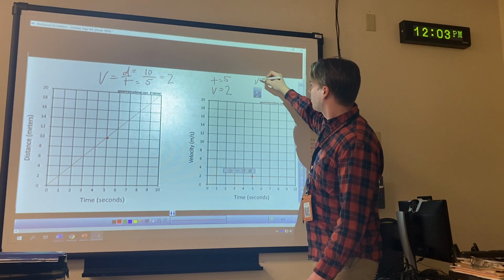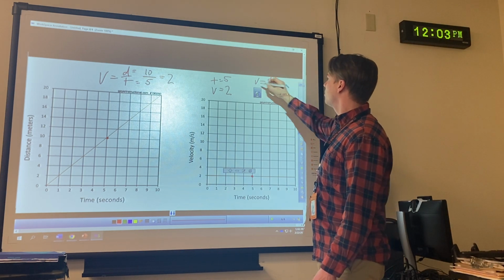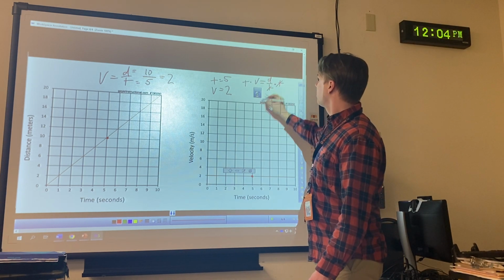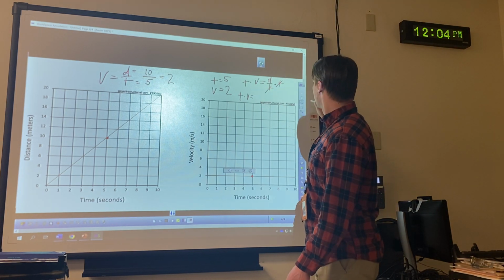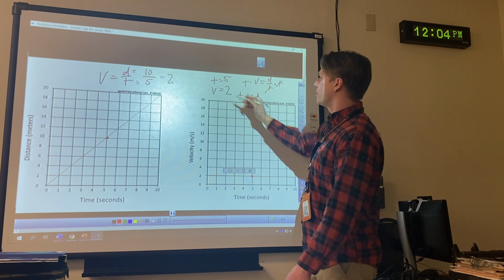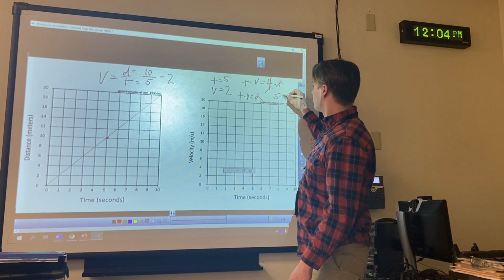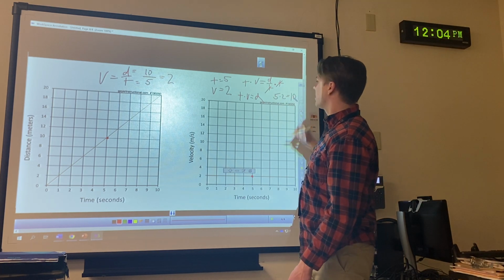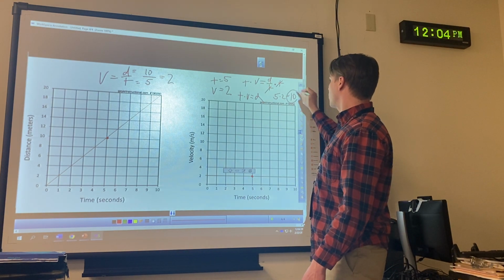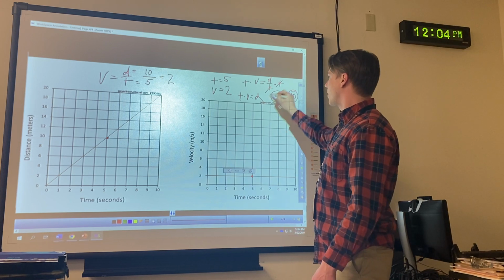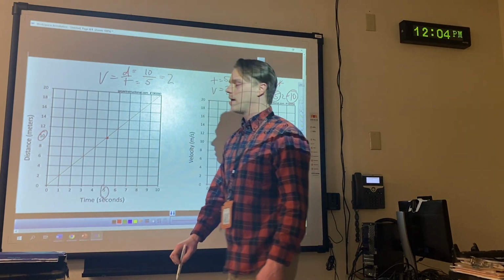And we need to solve v equals d over t. What don't we have? We don't have a distance. So if we set distance to be alone, we cancel out the t. We end up with t multiplied by v equals d. So if I do t multiplied by v, 5 times 2, equals a distance of 10. And this graph had a distance of 10 when the time was 5.